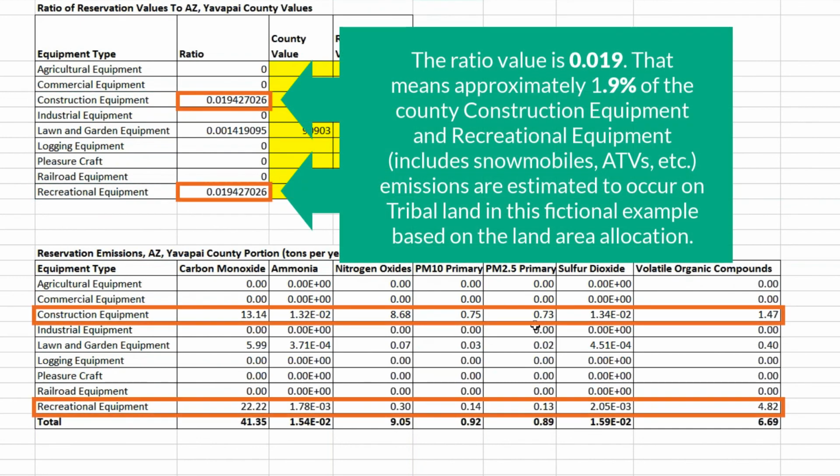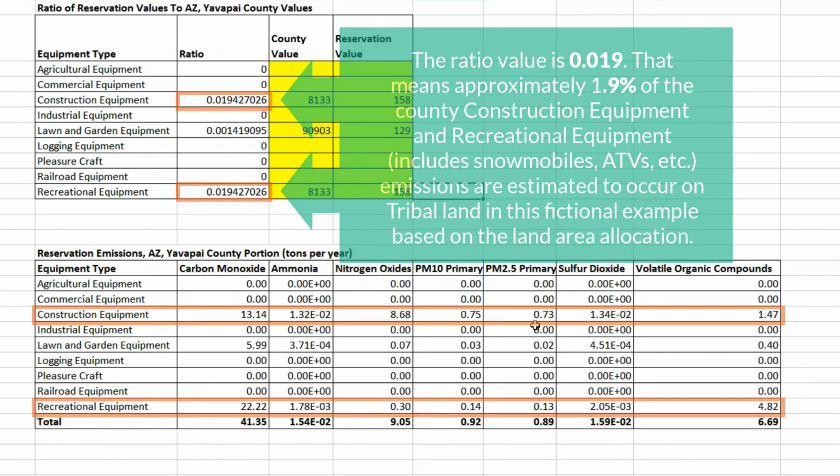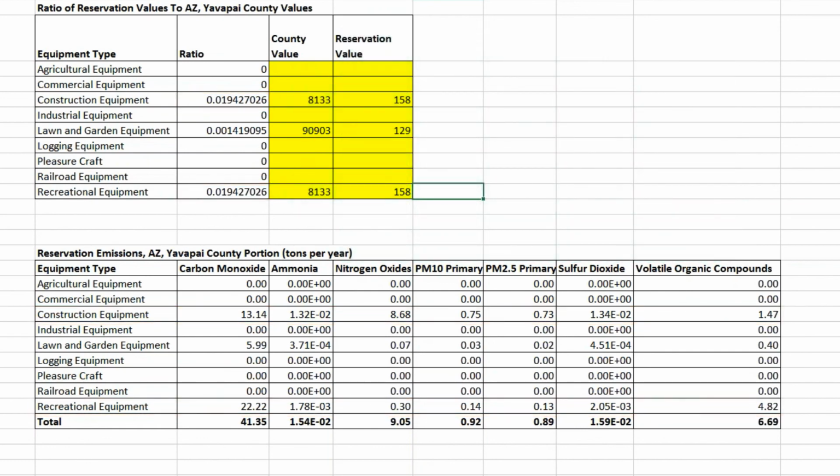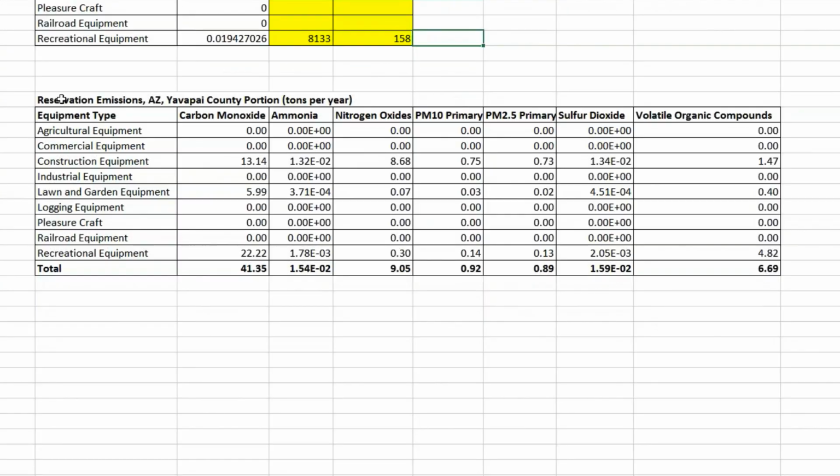All right. Now we have a calculation of the Yavapai County portion of this fictional reservation emissions for our non-road sources. So we're going to go ahead and copy this table into the new spreadsheet that I copied the Coconino County portion into. So let's do the same thing here.